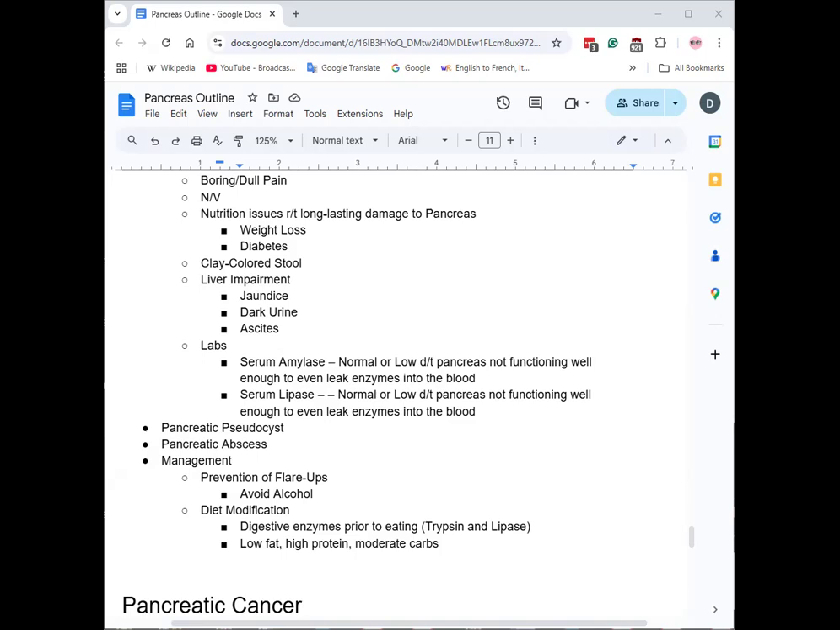Because it is slow and progressive, probably a lot of people that have chronic pancreatitis will have maybe normal or slightly elevated levels initially, and then later on, way later down the road, it'll start to be more low to normal.